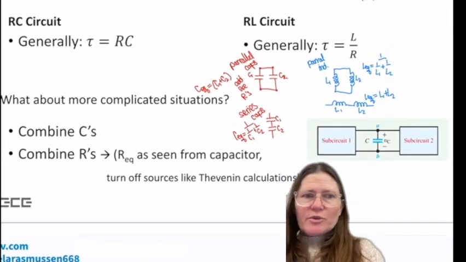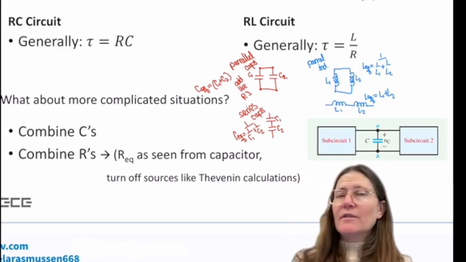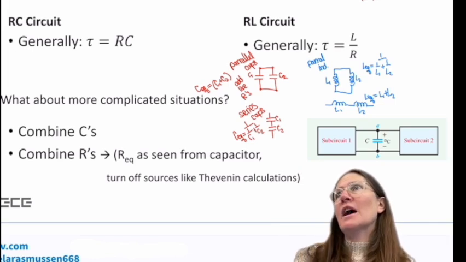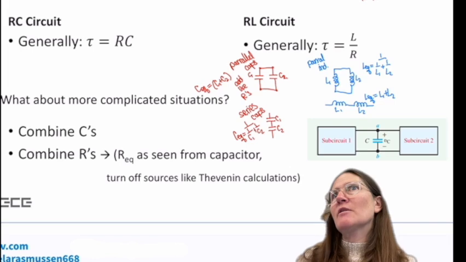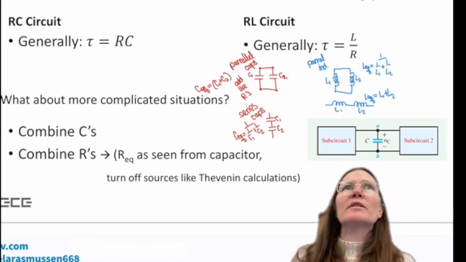For the resistors, we're going to look at the terminal locations of the time-dependent element, and that's where we're going to put in our A and B for the equivalents, and then we're going to find the equivalents from there.